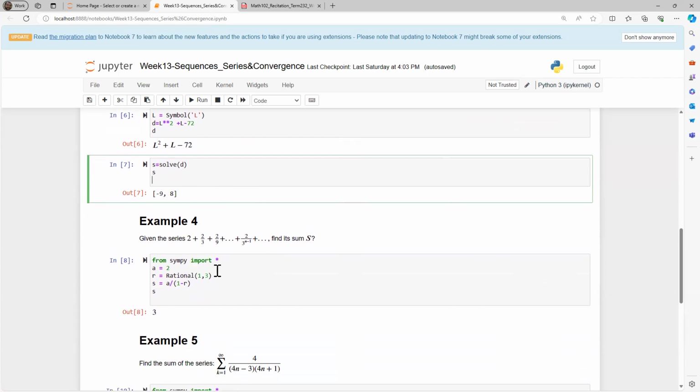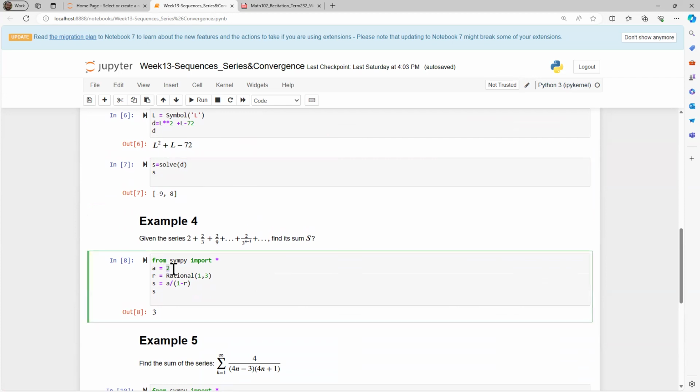The example 4, here we have the given series, the initial term, the rational 1 over 3, which is our r, and s as a divided by 1 minus r. And here is the value of s.